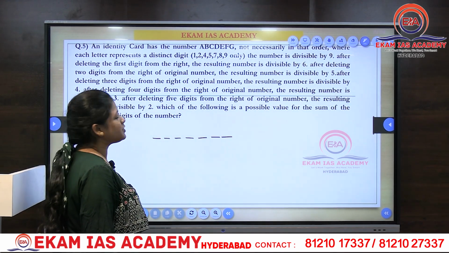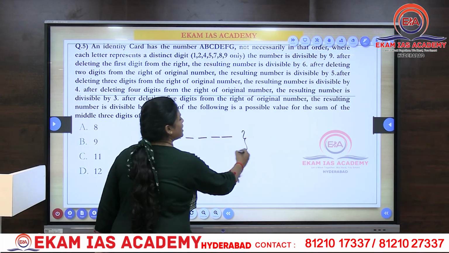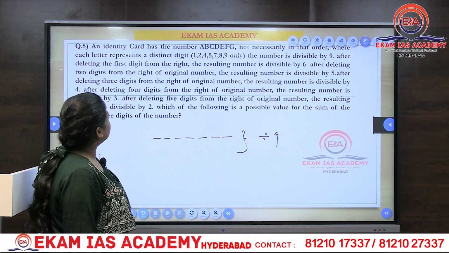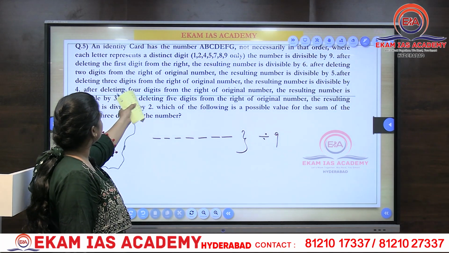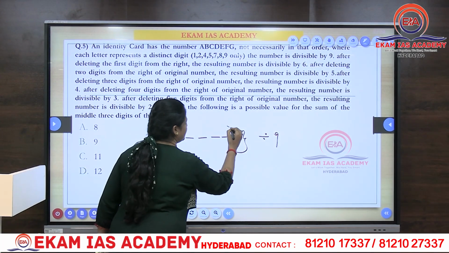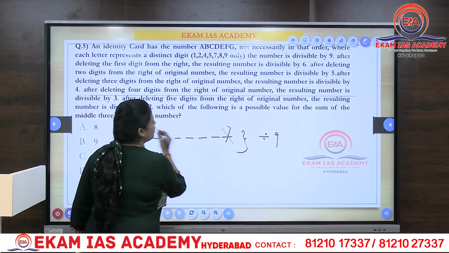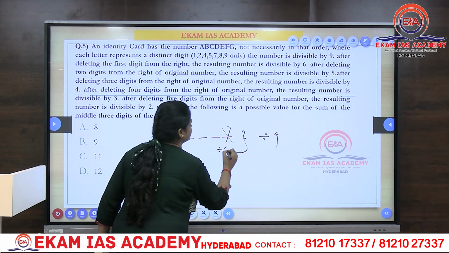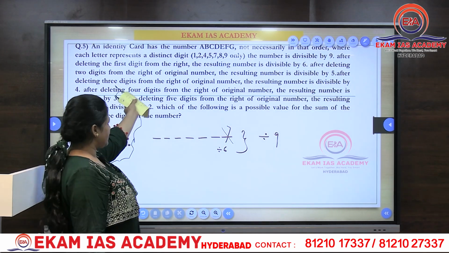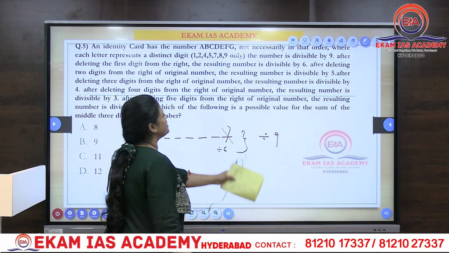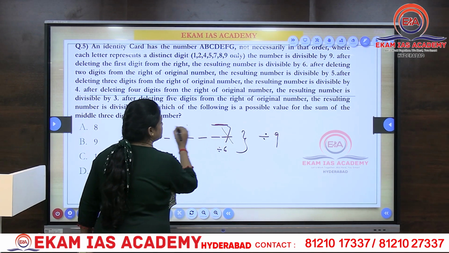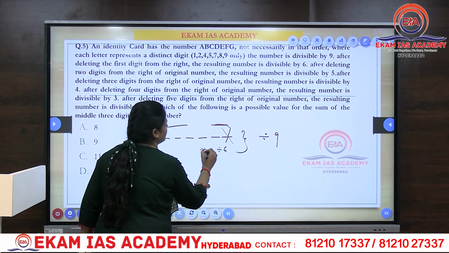The number is divisible by 9. So, this whole number is divisible by 9. And after deleting the first digit from the right, if we delete this digit, this whole number is divisible by 6. Then after deleting 2 digits from the right from the original number, the resulting number is divisible by 5. If we delete 2 digits from here, the rest of the number is divisible by 5.